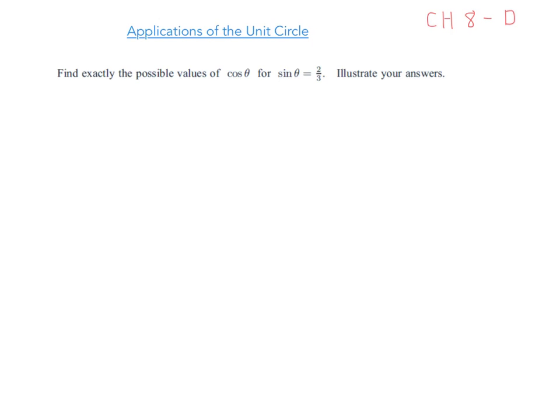In this video, we will talk about applications of the unit circle. Find exactly the possible values of cosine of theta for sine of theta equals 2 over 3. Illustrate your answers. Sine is positive in the first and second quadrants, according to the rule "All Students Take Calculus."